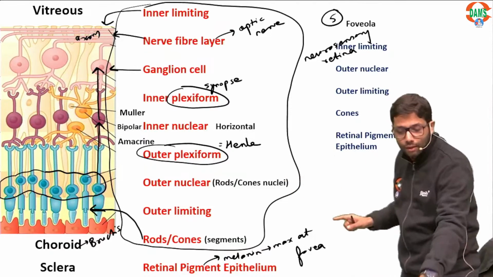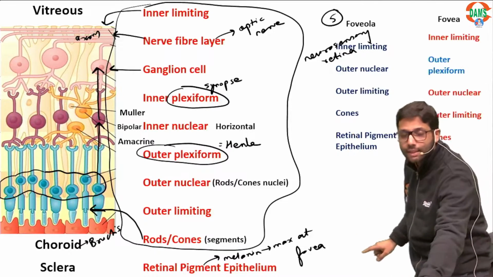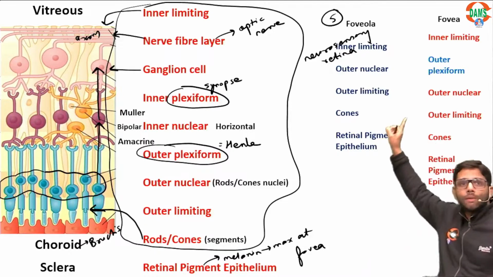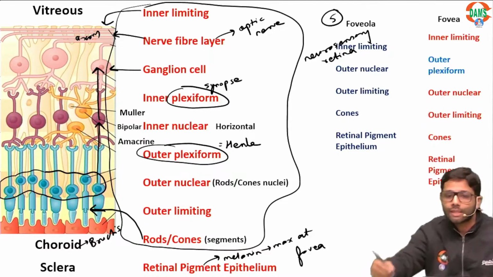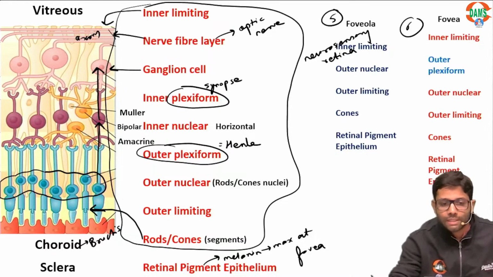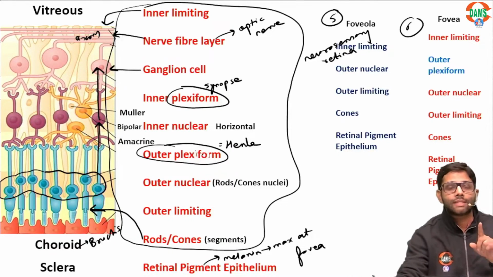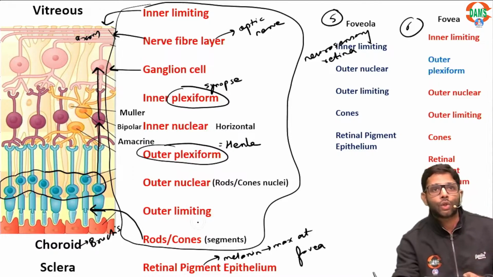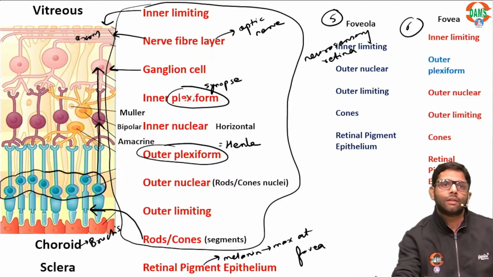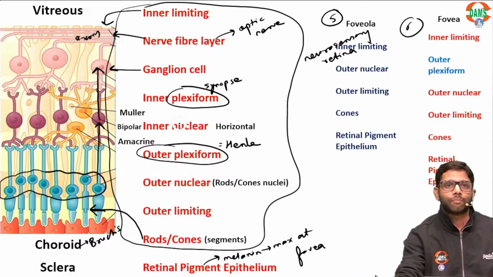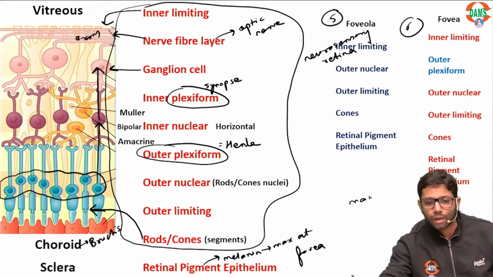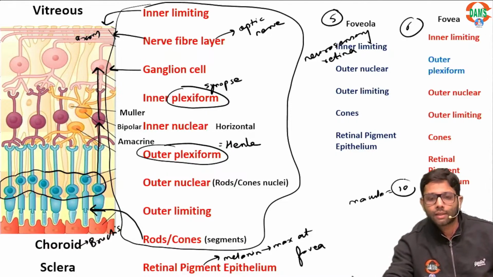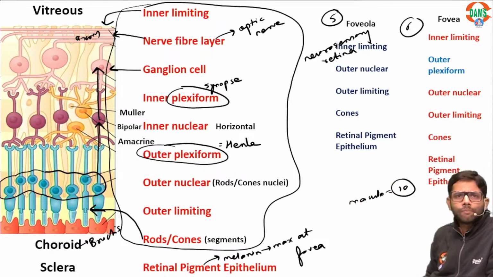In the foveola, one layer is extra. The outer plexiform layer is extra in the foveola, which means 6 layers, because the outer plexiform layer is a synapse. It is a synapse between the cones and the bipolar cells. The rest of the retina, the macula, contains all the 10 layers. All the retina contains 10 layers.